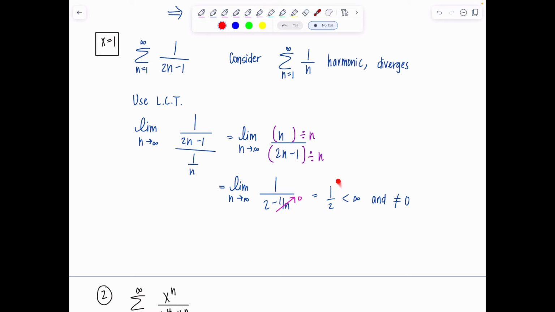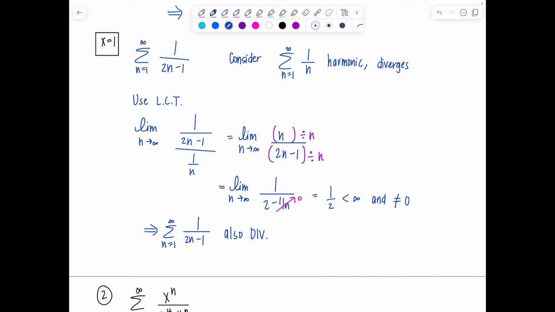If you get some other non-zero constant, then what the limit comparison test tells you is that our series does the same thing as the one we compared it to. So I compared it to the divergent harmonic series. So what does that tell me? That means my series also diverges. They're twinsies.